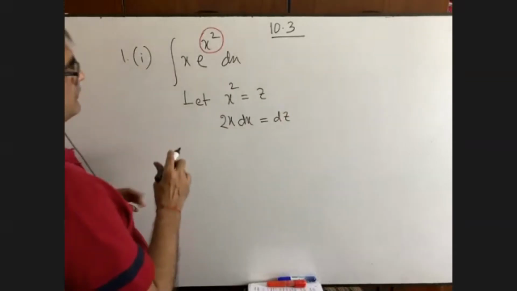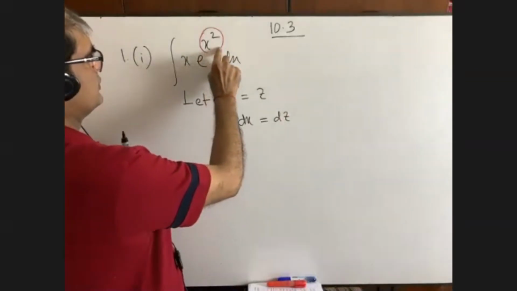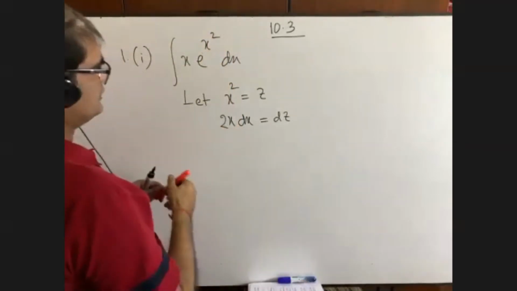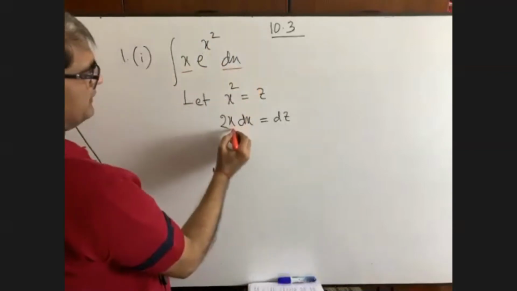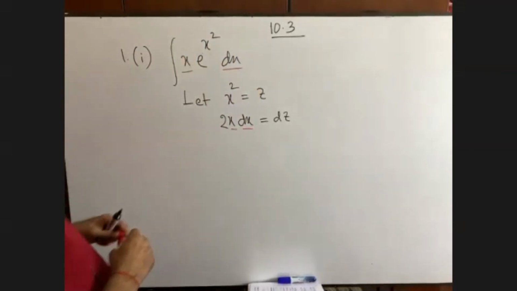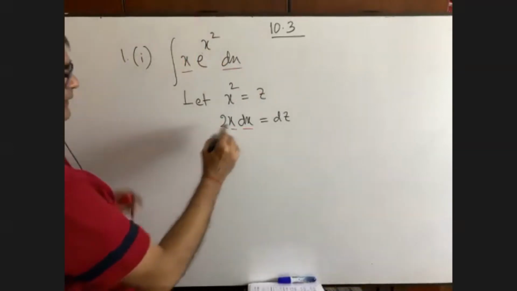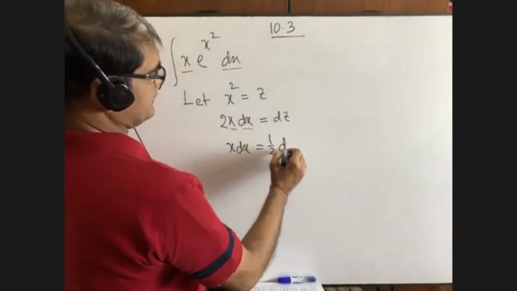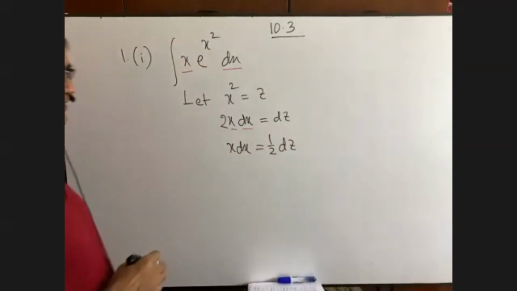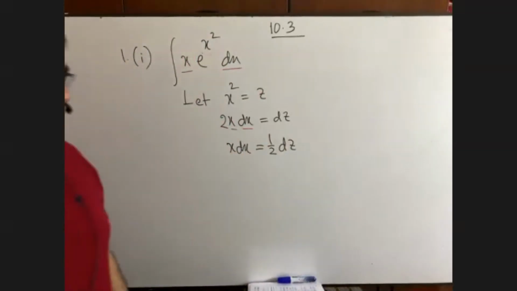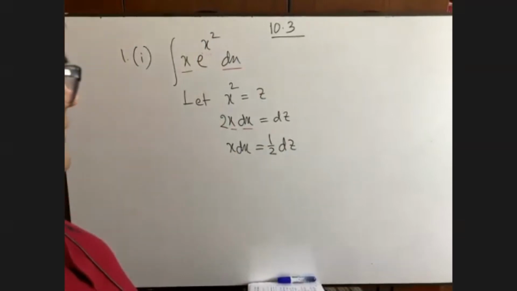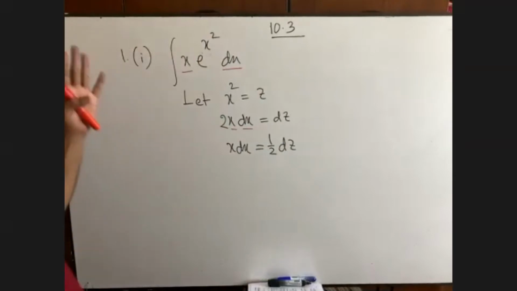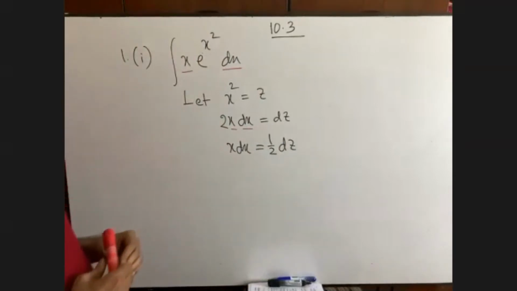But here, what you see in this question, what we have? We have x dx. We don't have any 2. So what will we do? We will find the value of x dx. x dx is equal to half dz. And in this exercise, all the maths will be done this way. No math will be done in another way. All the maths are based on this way.